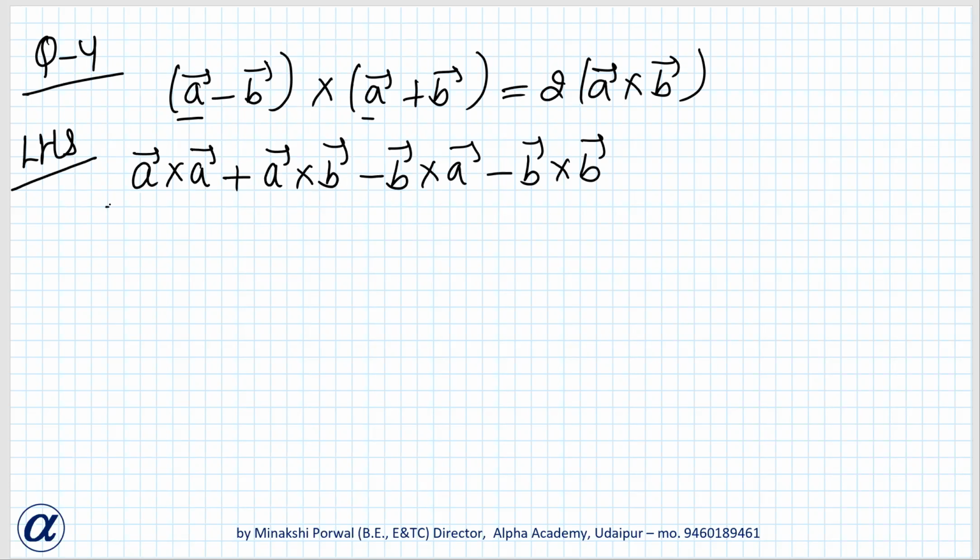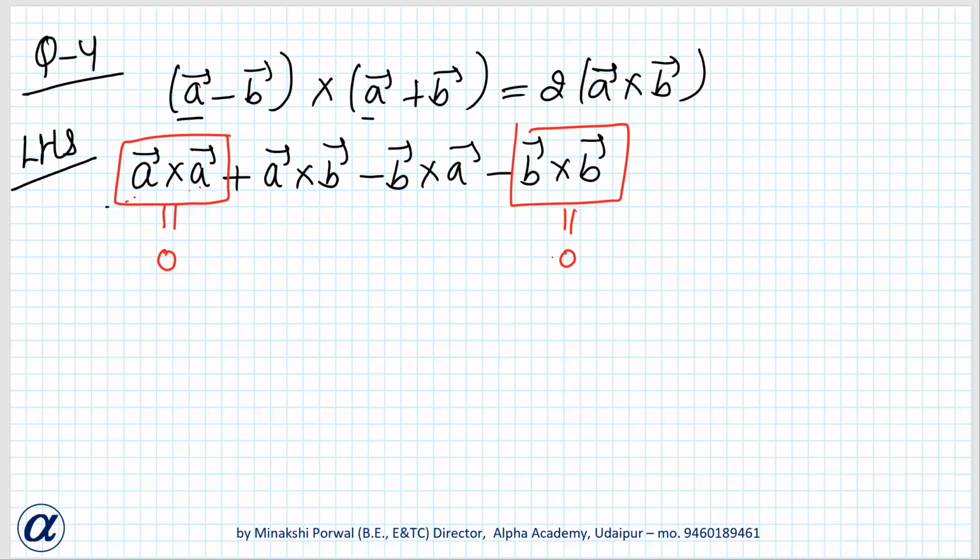Okay. A × A, the cross product of a vector with itself, will be basically magnitude of A into magnitude of A sin theta, and theta with itself will be 0. So sin 0 is 0, so this will be 0. Similarly, B × B will also be 0. Is it clear?